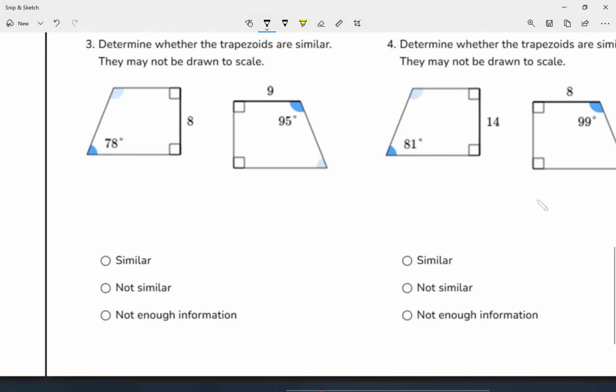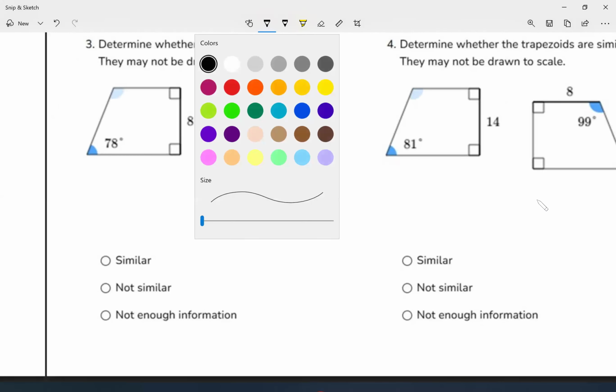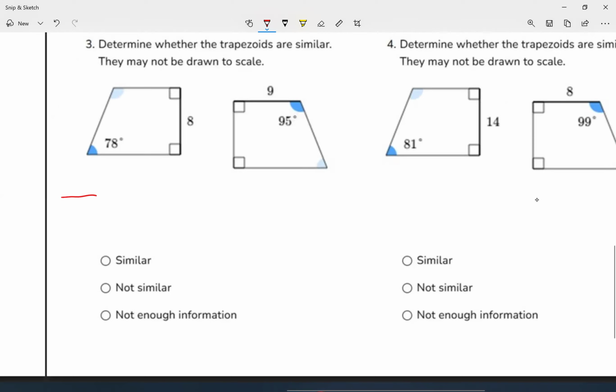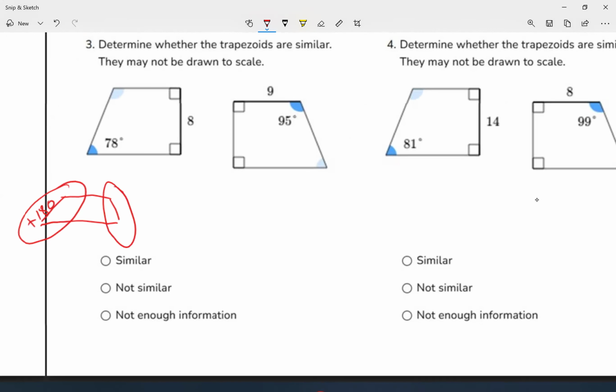I know for a trapezoid, we talked about before that two sides are parallel and then the other two are not. But the interesting part is the two angles on one side of the trapezoid, they add up to 180. And so do the other two. They add up to 180.